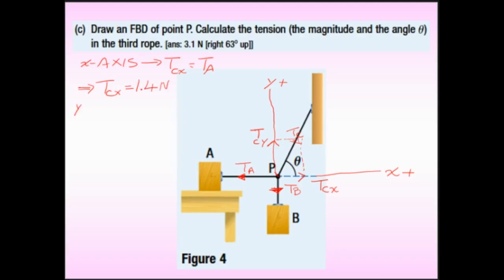Okay, again, y-axis. TCY is balancing what? TB. That implies that TCY is equal to, I think it was 2.8 or 6.5? 2.8? Okay, all right. Oh, 6.5 was the weight of this guy. Yes, sorry.